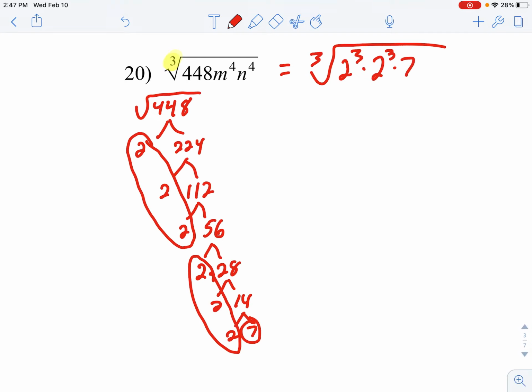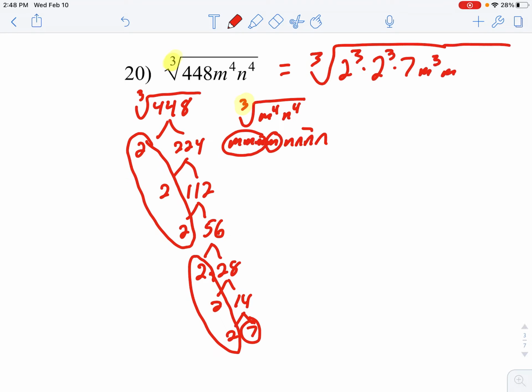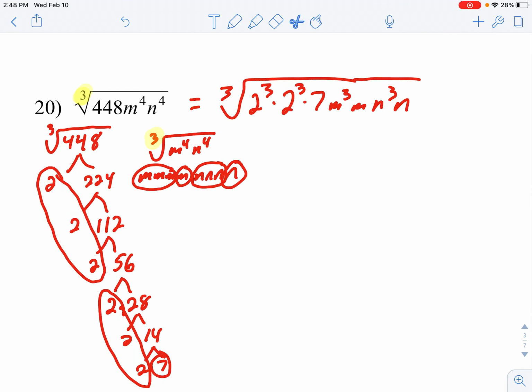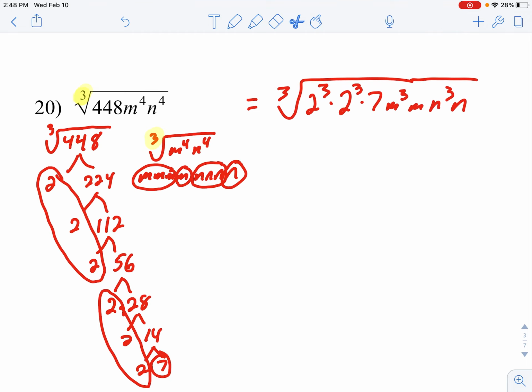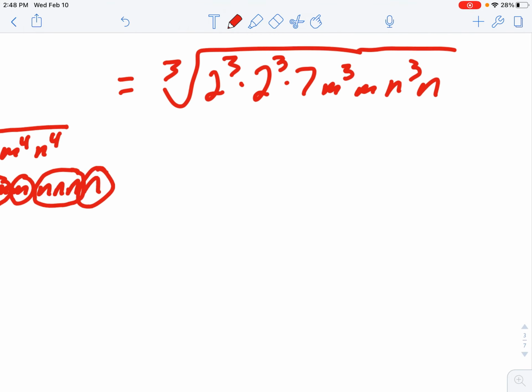Now for the variables. Cube root of m to the 4th, n to the 4th. Well, that's 4 m's. I almost started writing the number 4. M, and 4 n's. N, n, n, n. Again, we're looking for 3 of a kind here, so that's m cubed with an extra m, and then n cubed with an extra n. So if I want to simplify this, hold on, let me try to make this a little neater. I think that's my biggest challenge here, is keeping things lined up and clean.